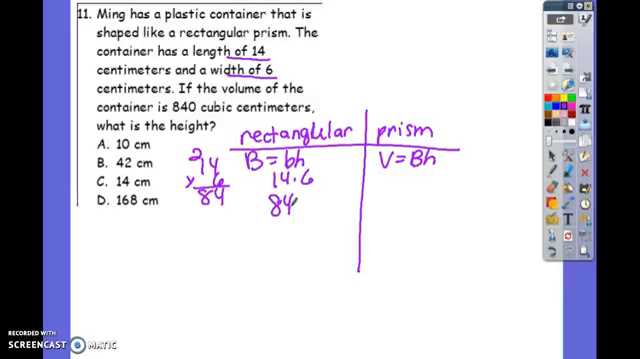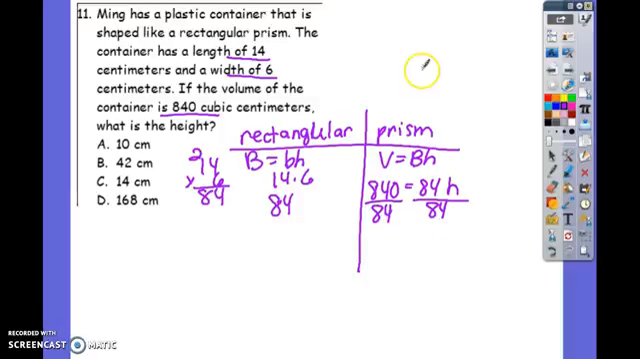The problem tells me the volume is 840 cubic centimeters. So I need to substitute in 840 for the volume. The area of the base is 84. So the height is what I do not know. So I need to isolate my variable and solve for h.